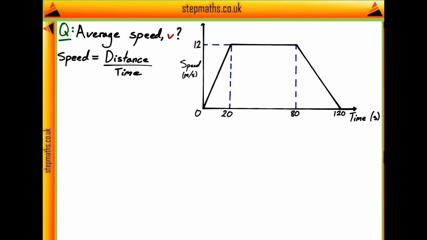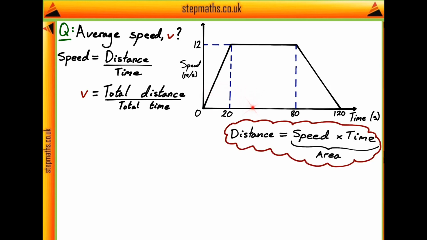So the average speed, V, is going to be given by the total distance divided by the total time. Now we know the total time is going to be 120 seconds, so all we have to find is the total distance to give us V. And we know from this same equation that speed equals distance divided by time, that the distance the bus travels at a certain point is just given by its speed multiplied by the time it's been travelling for, which of course is going to give us an area underneath this graph.